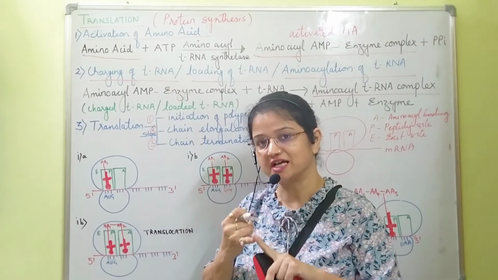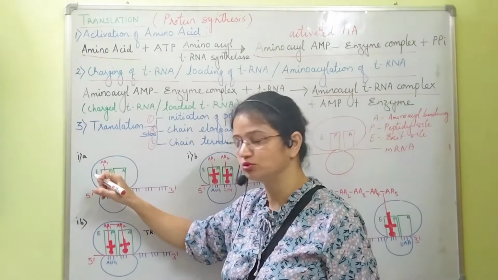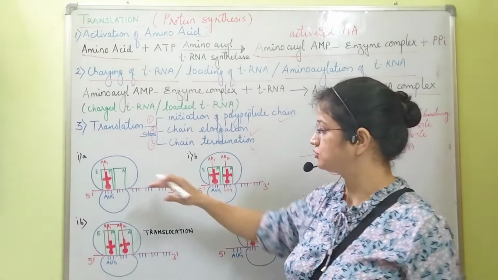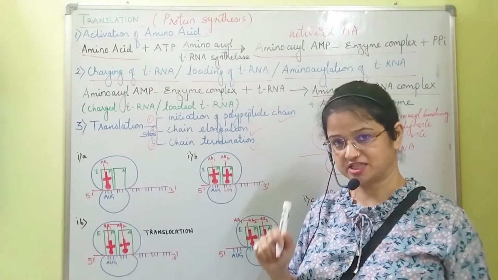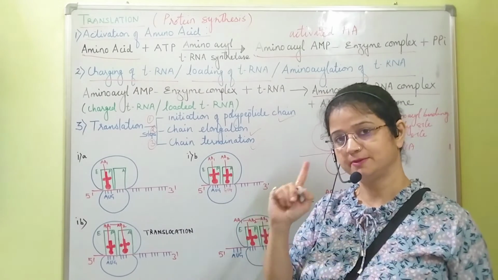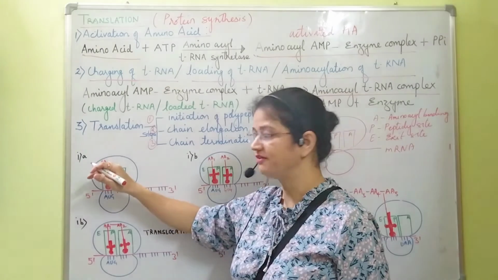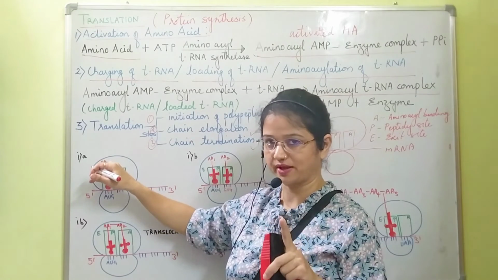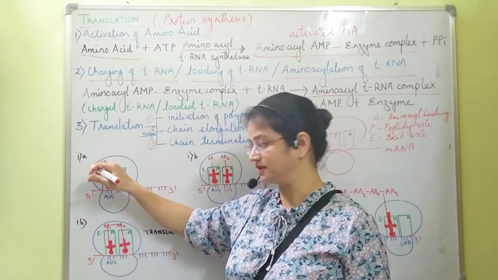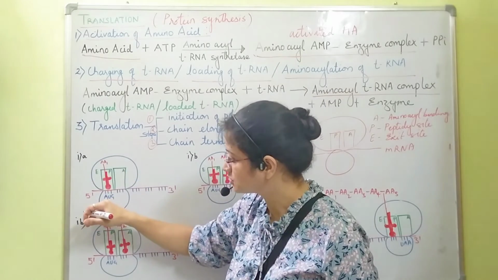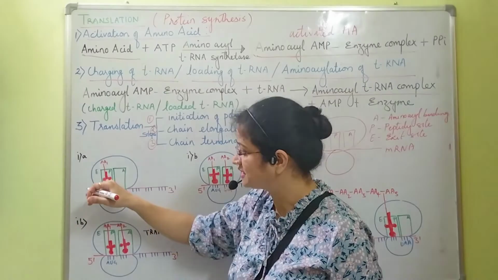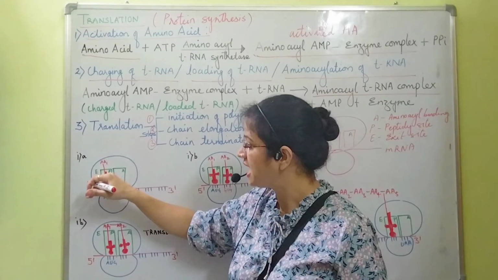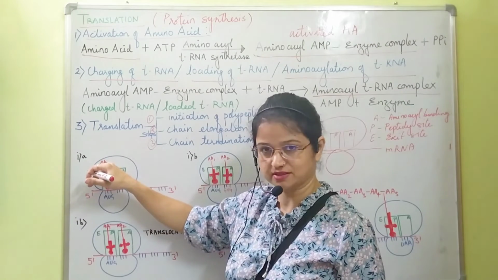So the first tRNA will always come to the P site, while the other tRNAs will come to the A site. It is the exceptional case for the first tRNA, which will bring the first amino acid, that is formyl methionine. Clear? So the first codon is AUG. So the tRNA will come to the P site, that is peptidyl site, and will bring the amino acid.